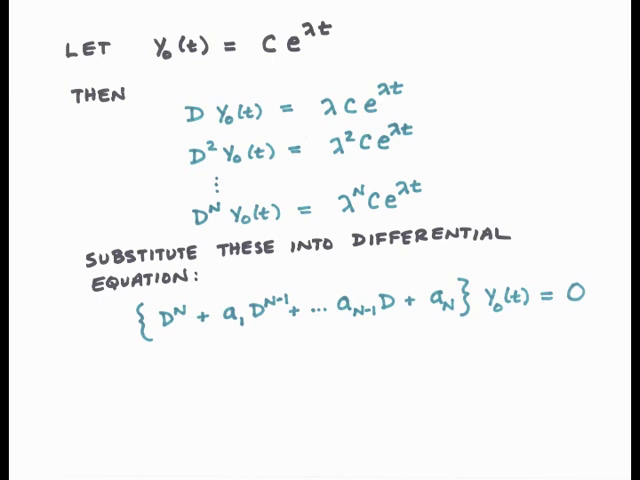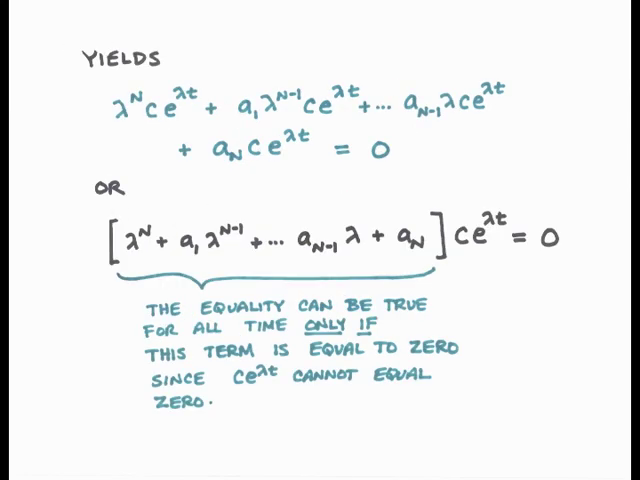The second derivative of y0 would be lambda squared c e to the lambda t. And the nth derivative of y0 would be lambda to the n c e to the lambda t. Now we'll take all those derivatives and y0 and plug them back into the differential equation. When we do, here's what we'll find. Lambda to the n times c e to the lambda t plus a1 lambda to the n minus 1 c e to the lambda t plus, and so on, to an c e to the lambda t equals 0.